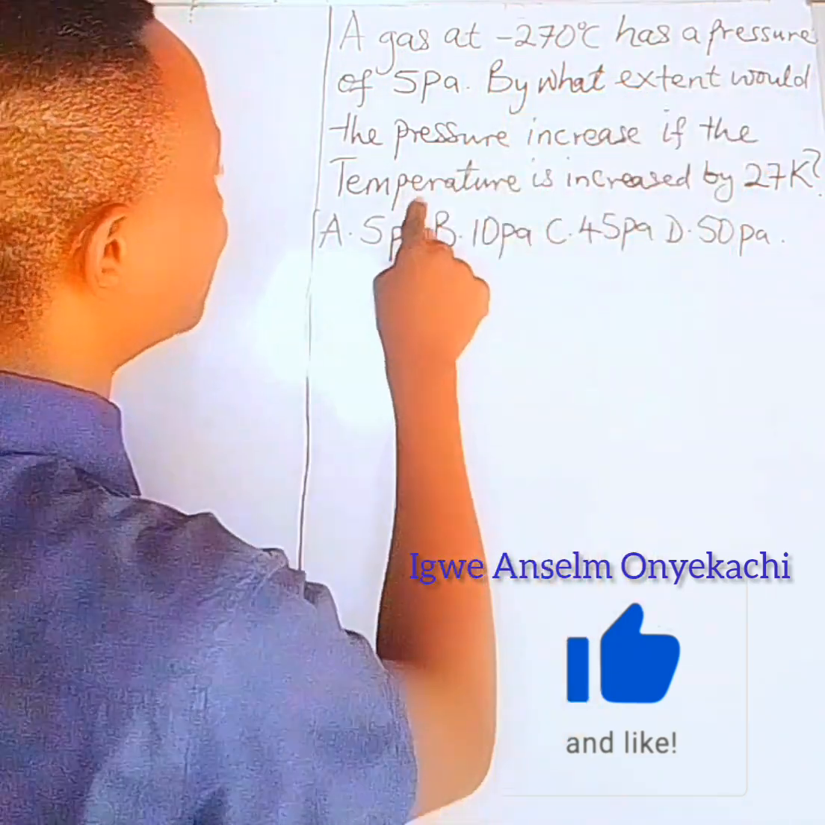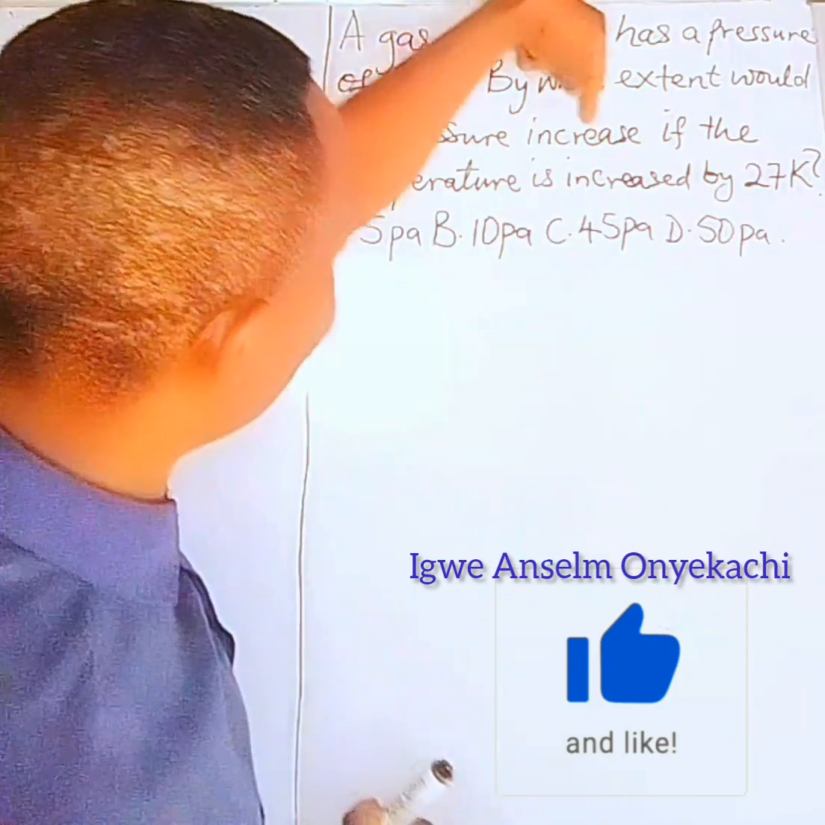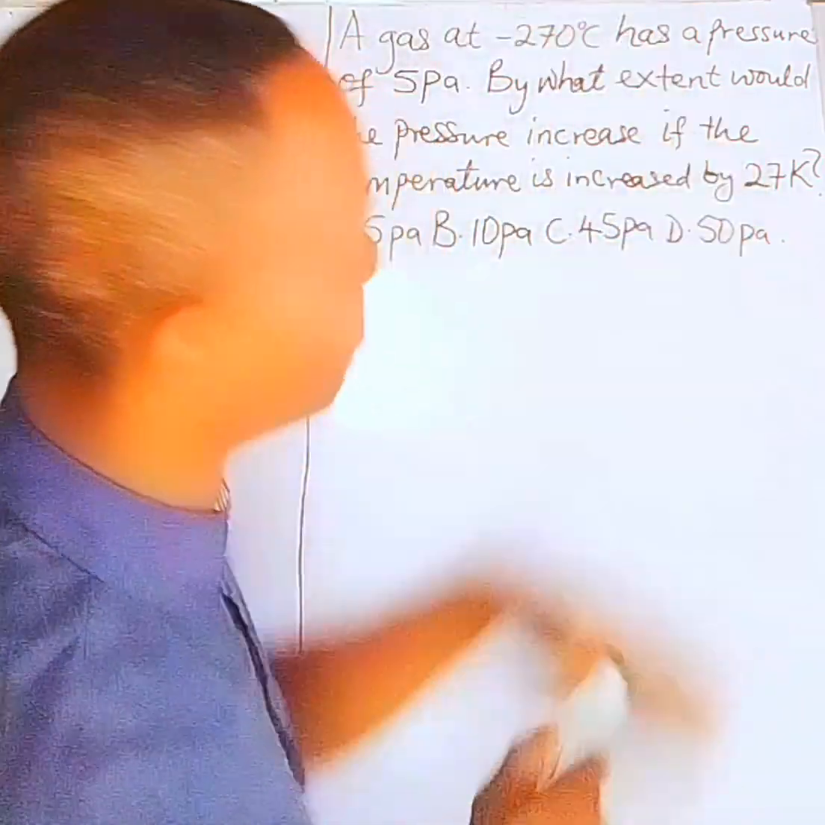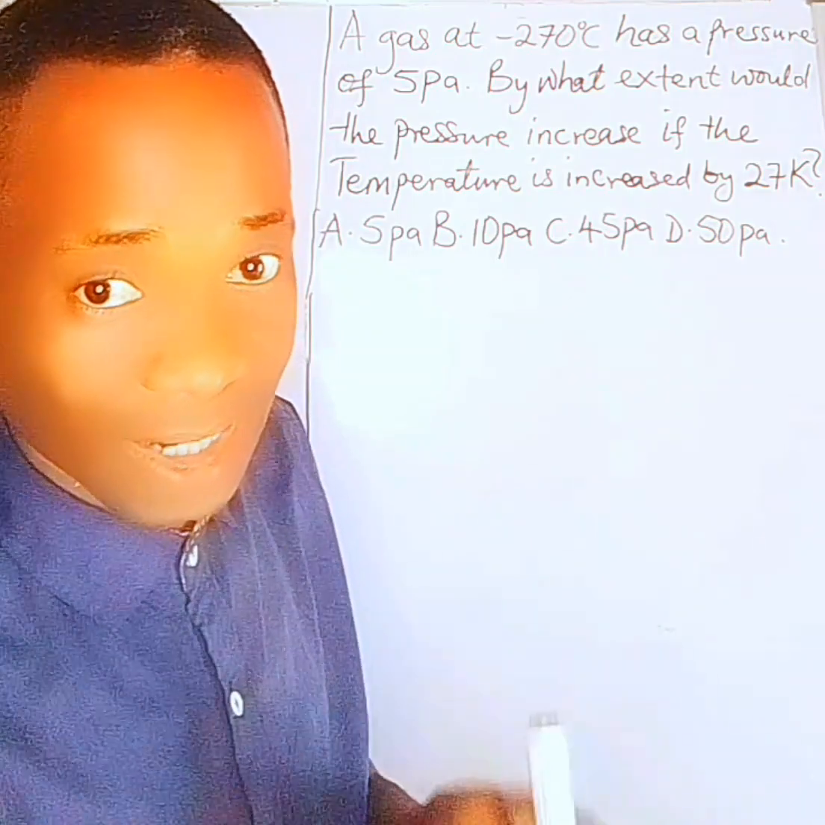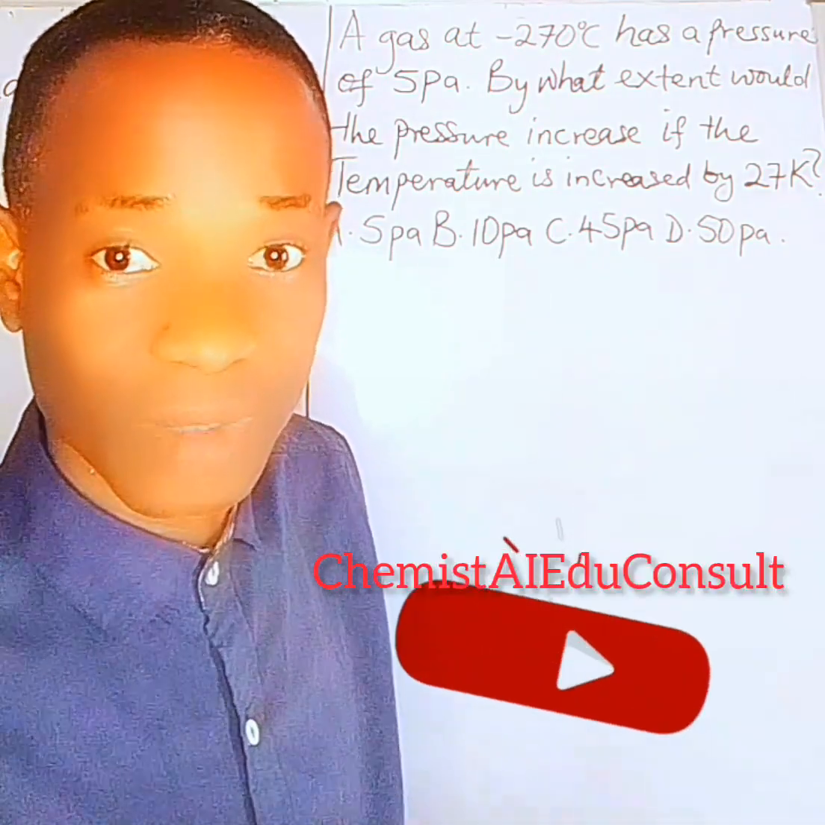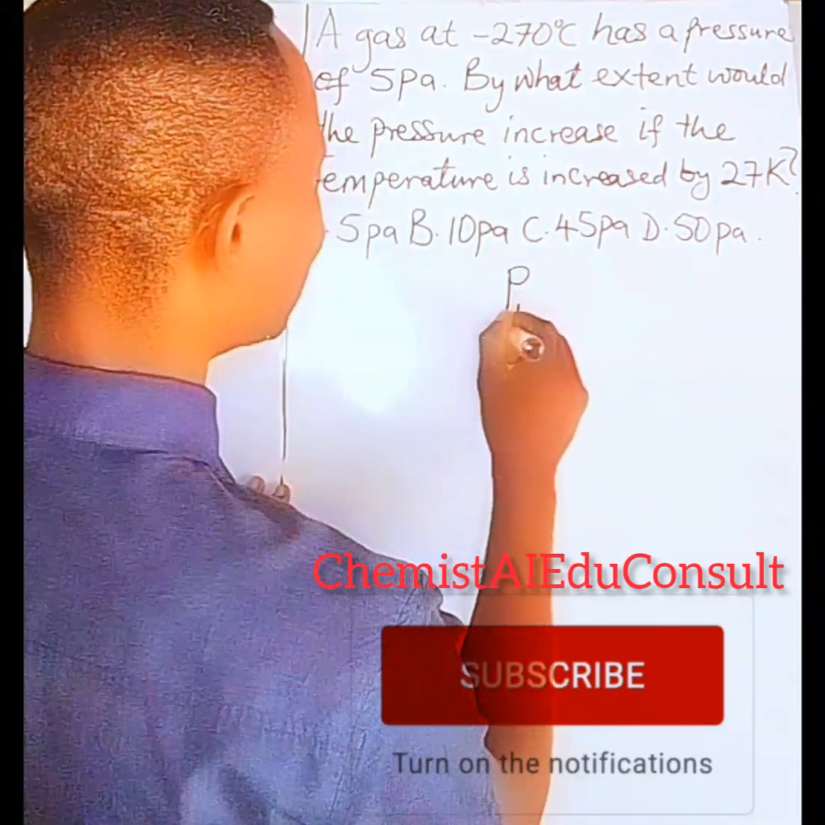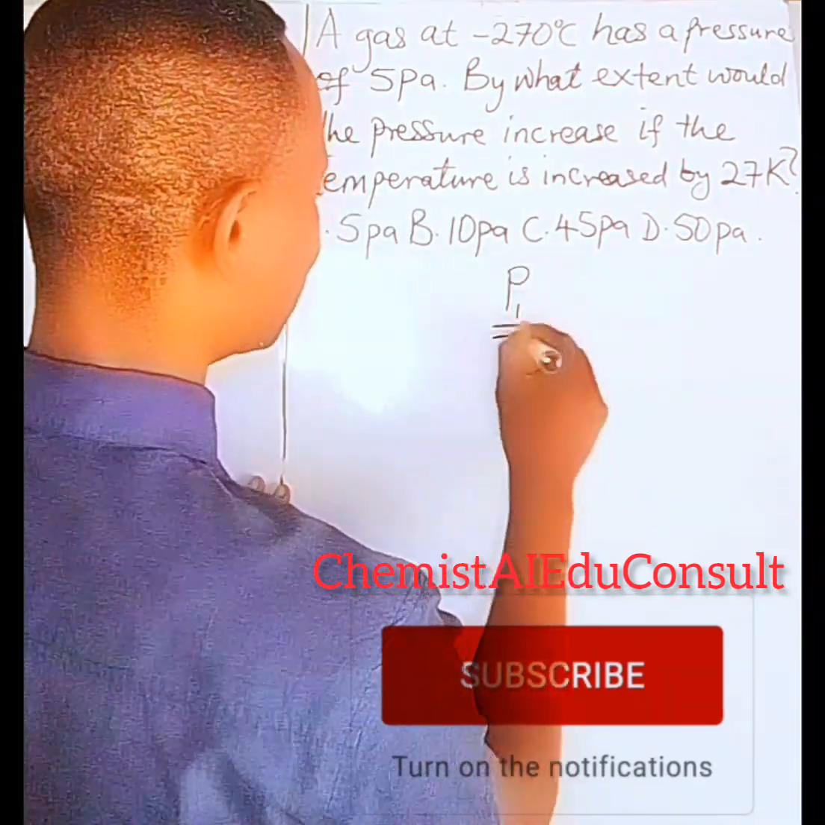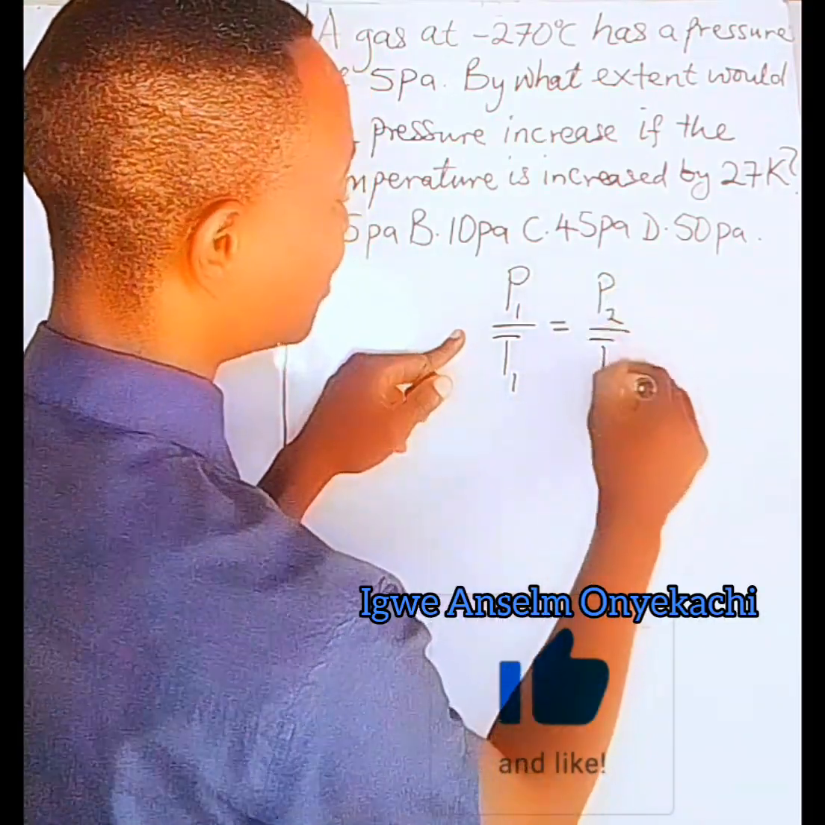Pressure and temperature. These are the two variables given. By what extent would pressure increase if the temperature is increased by 27 Kelvin? Two of them are increasing, so they are directly proportional. When pressure is directly proportional to temperature, you remember Gay-Lussac's law. According to Gay-Lussac's law, pressure is directly proportional to temperature. That is P1 over T1 equals P2 over T2.